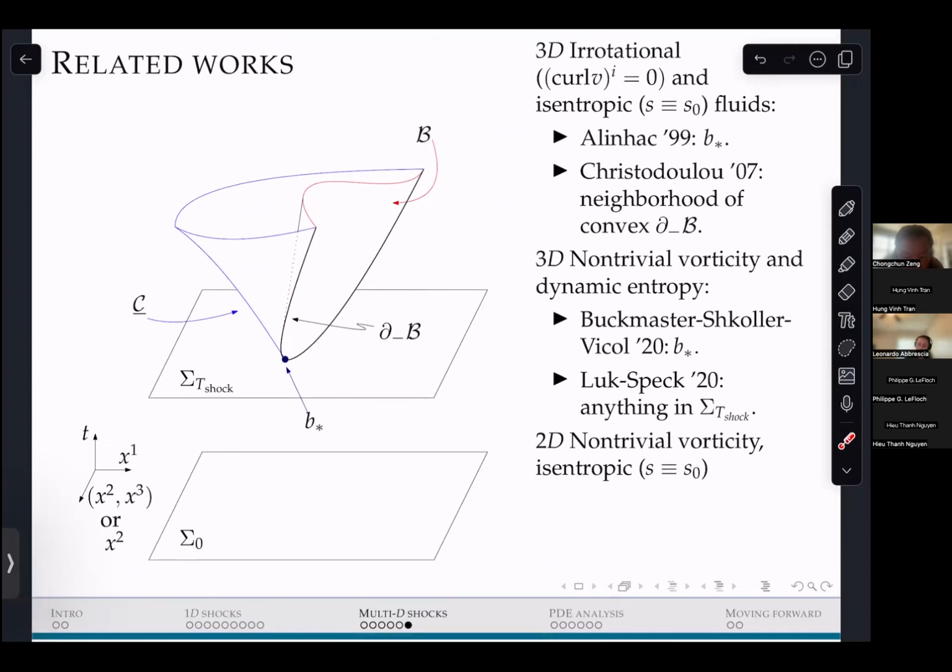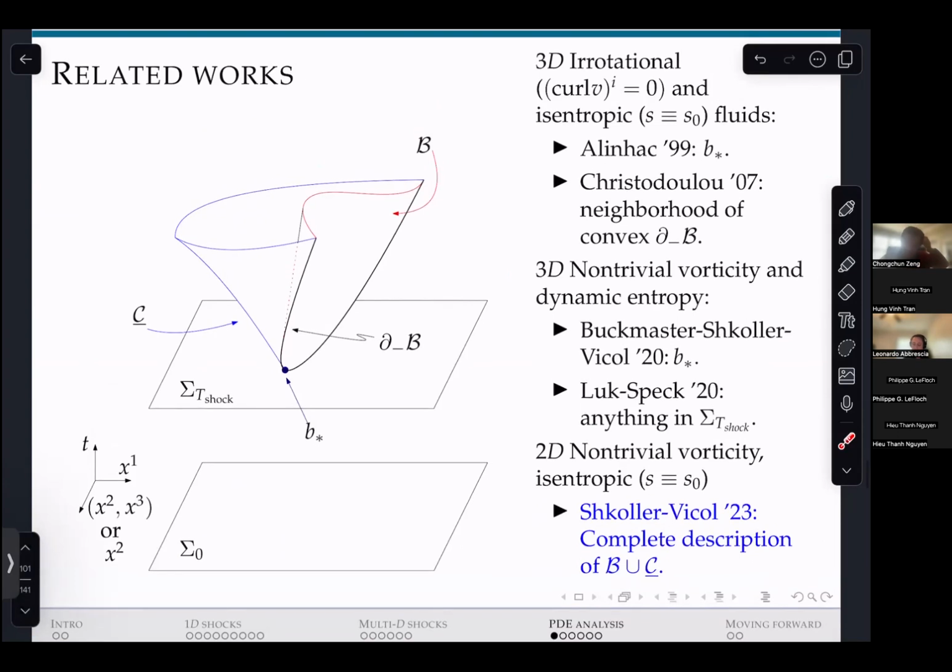The reason I jumped to this slide is because of a very interesting work that came out last year. This is a result in 2D, so that's why I have x2 over here with vorticity. There's a very interesting result by Steve Shkoller and Vlad Vicol that came out last year. They were able to give a complete description of the solution and the geometry of the singular boundary, so all of the surface B, as well as the Cauchy horizon.